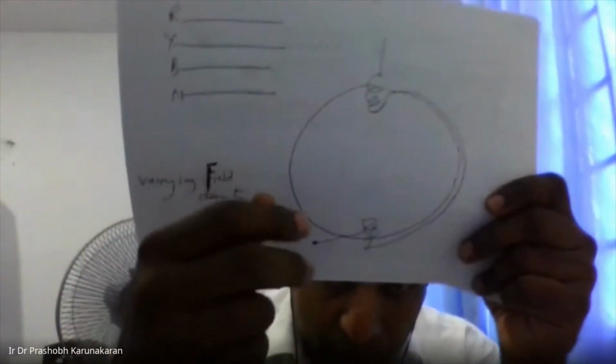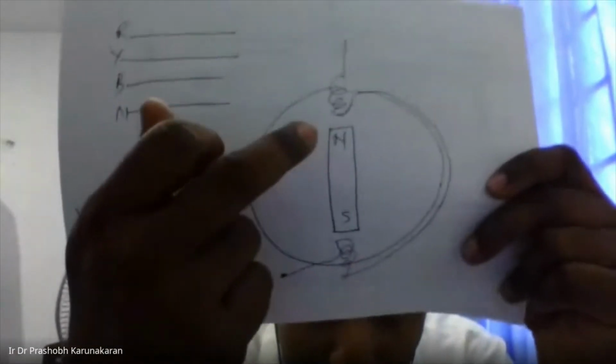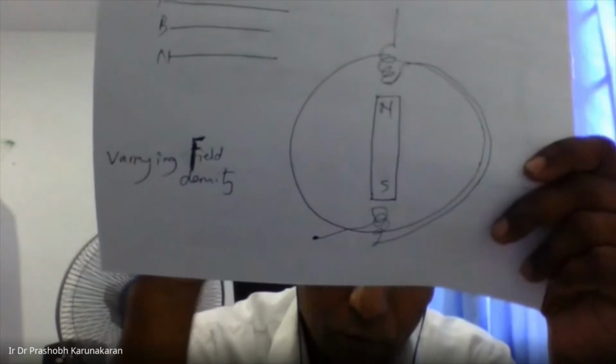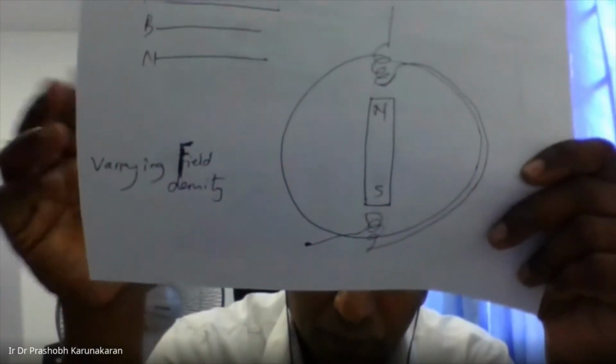Okay. So how does the wave become like this? If you look at this, the center of this is a magnet. The center of this is a magnet. Magnet has north and south. That's the nature of magnet. Magnet has north and south.